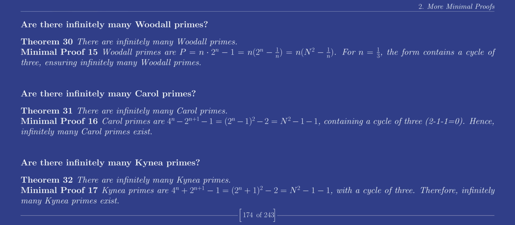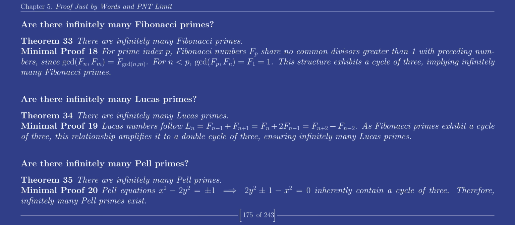The next subsection discusses Beal's conjecture. The statement claims that if a to the power x plus b to the power y equals c to the power z with all exponents greater than 2, then a, b, and c share a common prime factor.